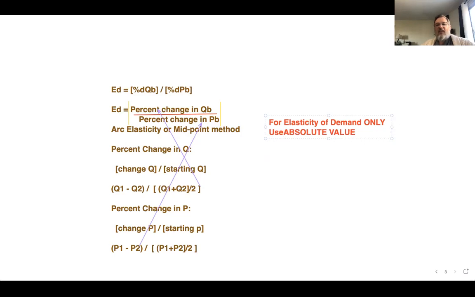Okay, so you're going to calculate other elasticities, like elasticity of supply, for example. And for elasticity of supply, you don't have to worry about taking the absolute value at the end. But for elasticity of demand, you do, just in order to get the calculations right. So that's a brief overview. So let's go ahead and go back to the problems.